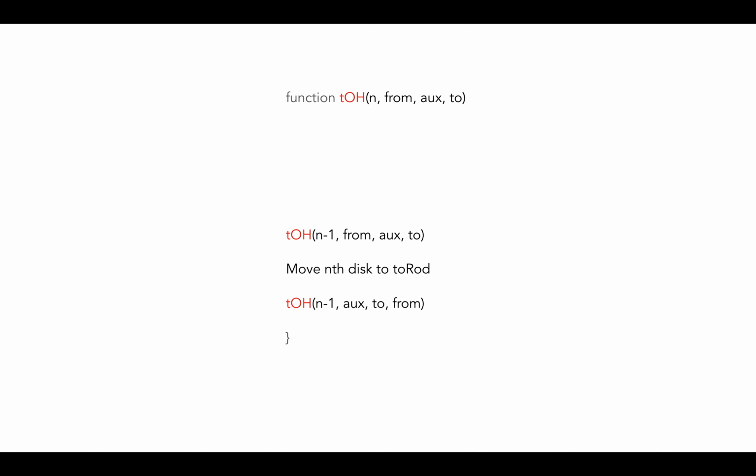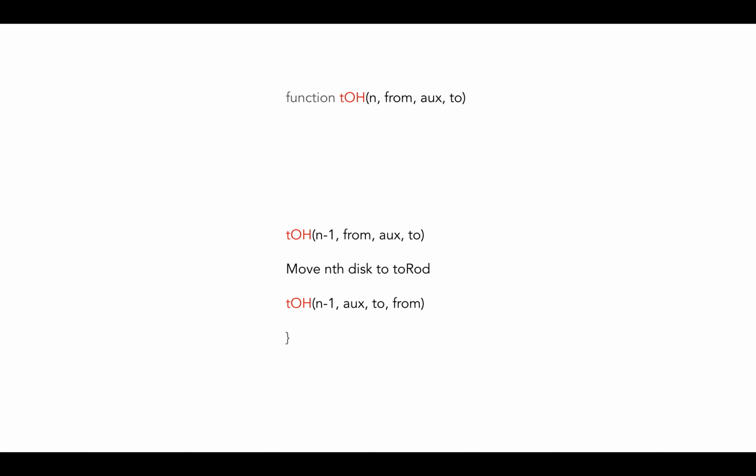First we shifted all the disks other than the nth disk from the from rod to the auxiliary rod. And then we moved the remaining one, that is the nth disk, from the from rod to the to rod. And then finally we shifted all the disks present at the auxiliary rod to the to rod.